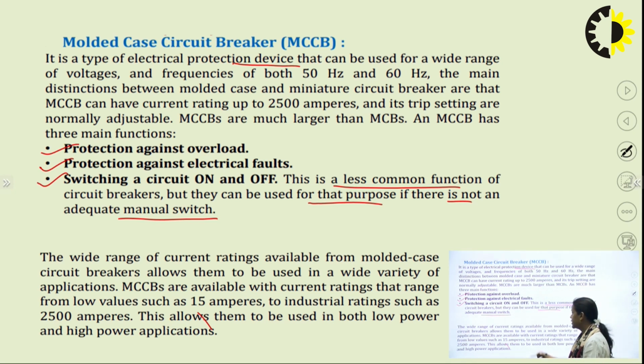Then the wide range of current ratings available for the molded case circuit breaker allows them to be used in a wide variety of applications, and MCCBs are available with current ratings that range from low values such as 15 amperes to industrial ratings such as 2500 amperes. This allows them to be used in both low power and high power applications. So MCCB has a wide area of application as compared to MCB. And one more thing which differentiates it from MCB is that here its trip setting can be adjustable.